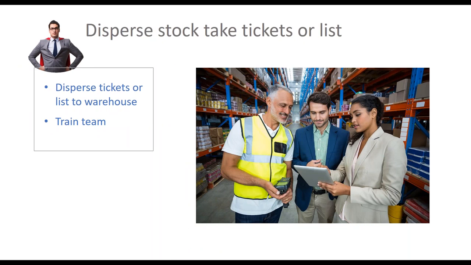So after you've set up those stock take parameters and printed out your list of items to go count, you're going to want to disperse that out to your team. One of the other things you're going to want to do is also train your team on the correct counting processes. Often stock take discrepancies may stem from basic miscounts or selecting the incorrect unit of measures.